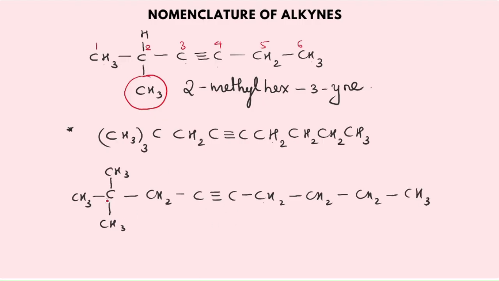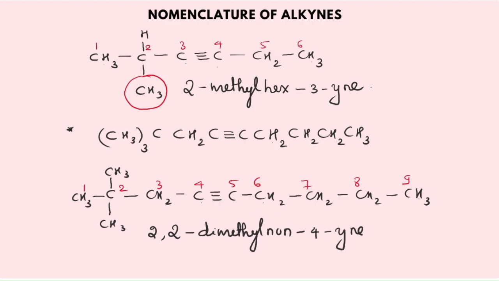Now, if we number from here, 1, 2, 3, 4, 1, 2, 3, 4, 5. So it's better to number from this side. How many carbons are there in the longest chain? There are 9. 9 means we call it non. And then at the second position, 2 methyl groups are there. Therefore, 2,2. Between two numbers, always a comma. 2,2-dimethyl non, and at the fourth position, there is a triple bond, 4-yne. This is the correct IUPAC name of the given molecule.